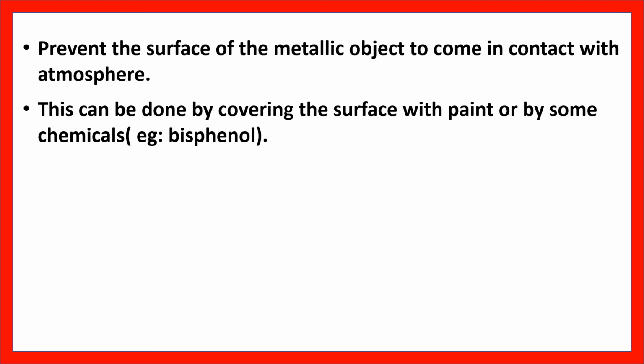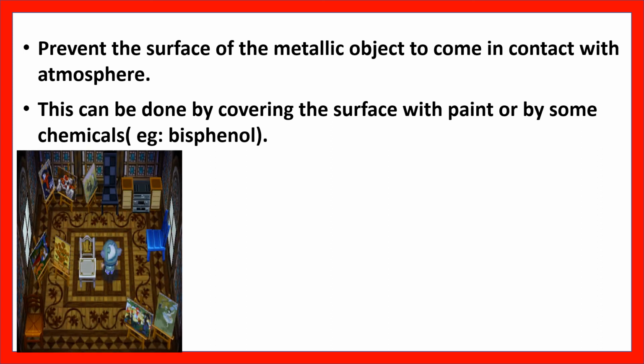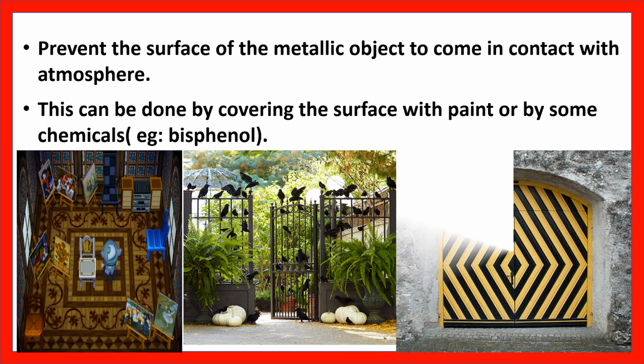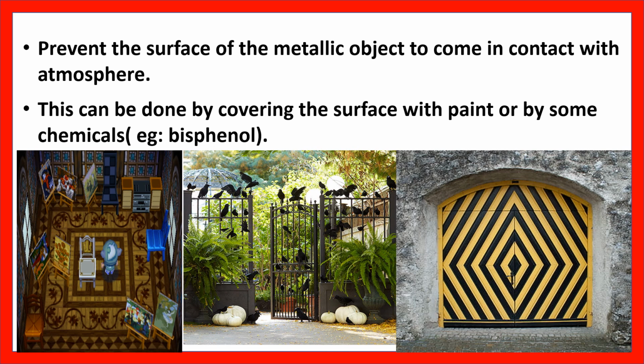This can be done by covering the surface with paint or with some chemicals, for example bisphenol. In general, in our houses also, we cover iron items with paint, for example grills, household items and gates.